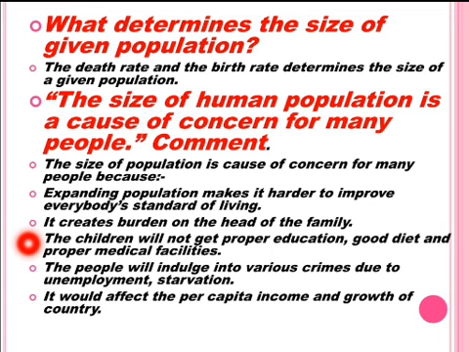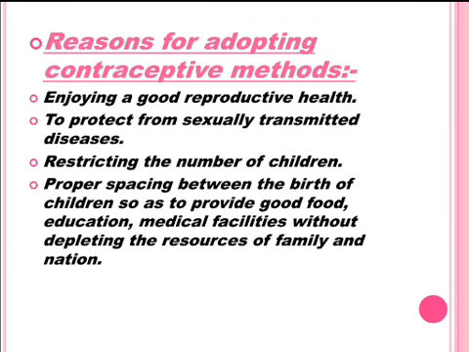The children will not get proper education, good diet, and proper medical facilities. If the size of the family is large, the people will indulge in various crimes due to unemployment and starvation. It would affect the per capita income and growth of the country also. So, the size of the human population is a cause of concern for many people. That is why the contraceptive methods are being adopted.